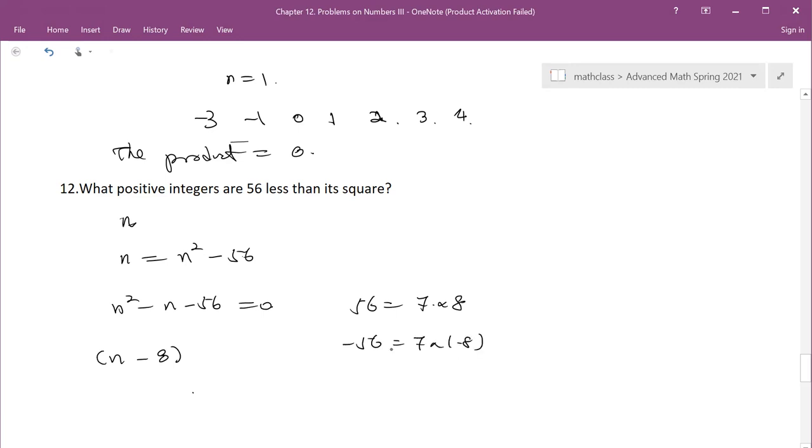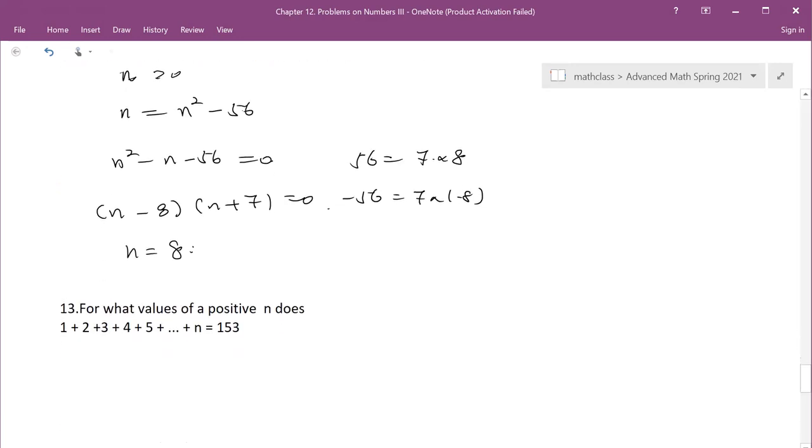So the sum of them would be negative 1. The product is negative, right? So that's why it's n plus 7 equals 0 or n minus 8 equals 0. We are talking about positive integers, so n should be equal to 8. Okay, then you solve the problem. Right? Yeah, just write down the equation.